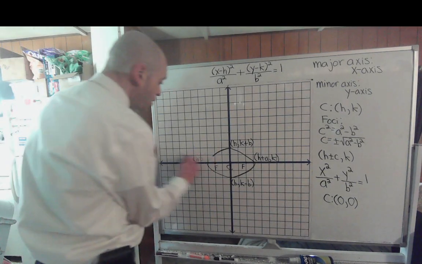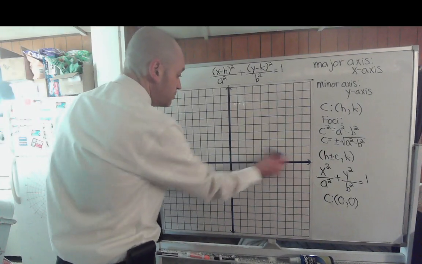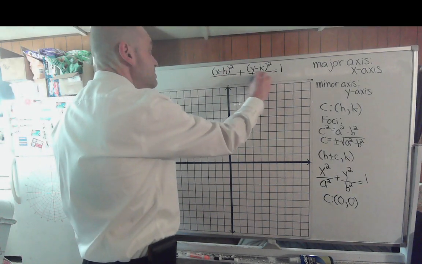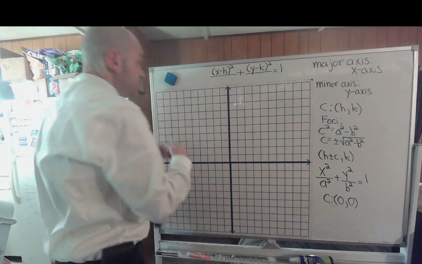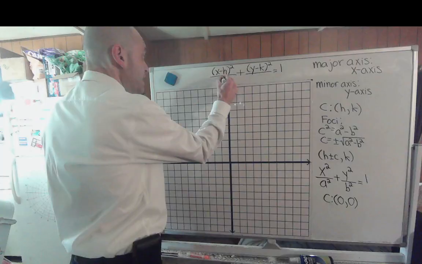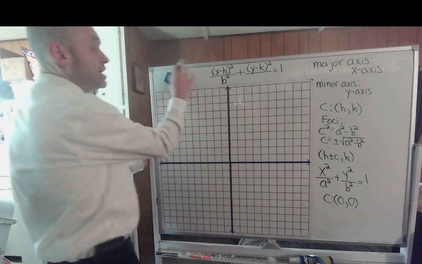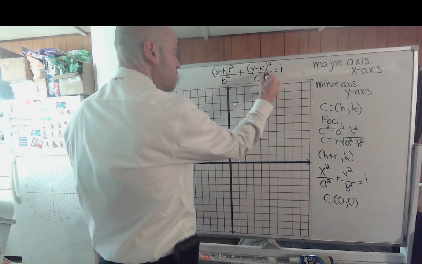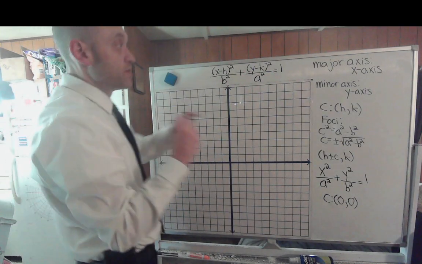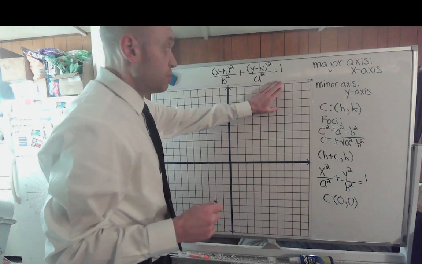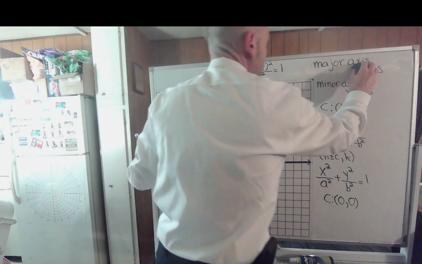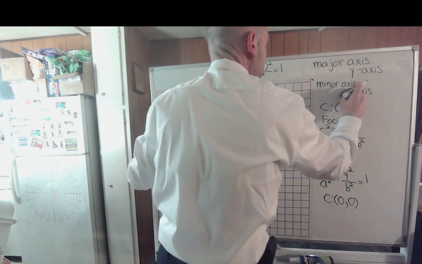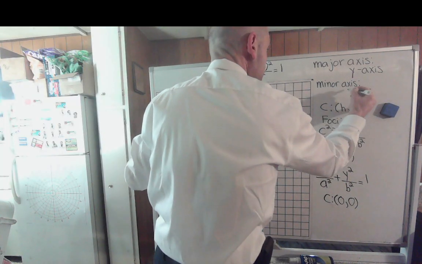Now, we could also, and it won't change much actually, have ellipses where the major axis is the y-axis. So if I make this (x minus h) squared over b squared plus (y minus k) squared over a squared, now the bigger denominator has gone below my y. That means my major axis is actually the y-axis, and then my minor axis becomes the x-axis.